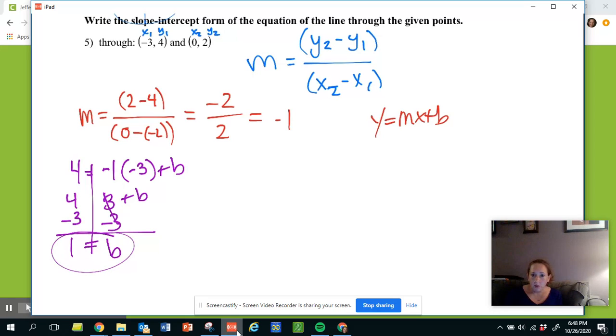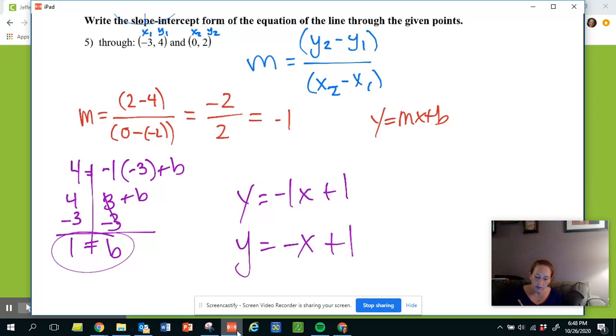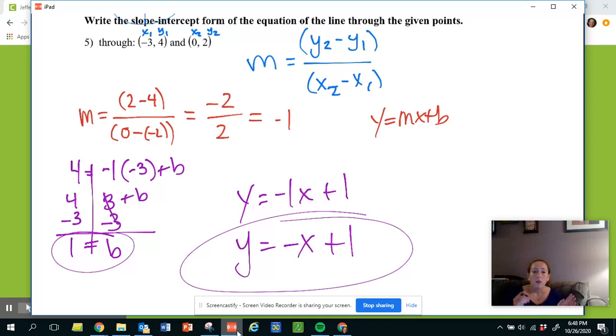So I know my m and I know my b, so I can just plug this straight into my equation. So -1x plus 1. The more proper way to write that would just be -x plus 1. That's what it would look like if it were multiple choice or something. Anyway, that's the new stuff for this week.